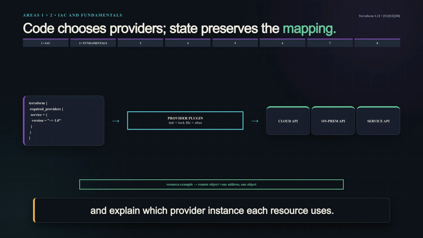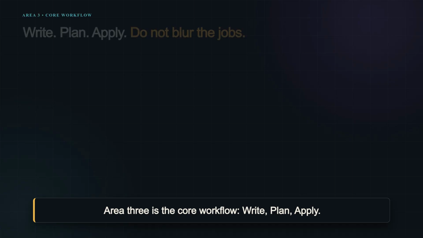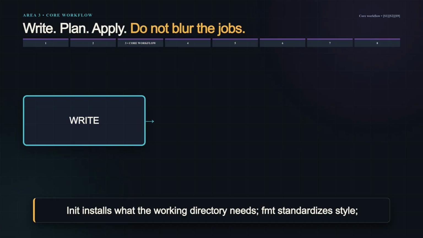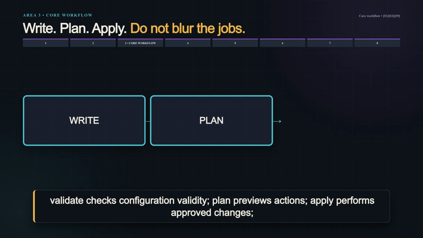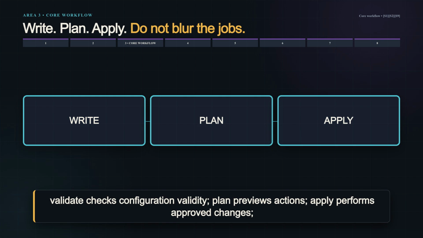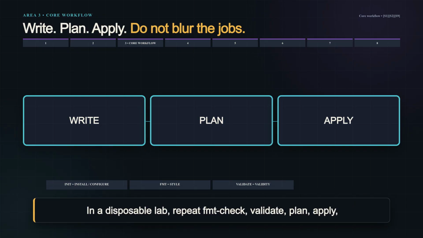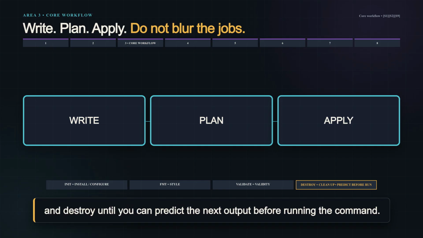Area 3 is the core workflow: write, plan, apply. Init installs what the working directory needs, fmt standardizes style, validate checks configuration validity, plan previews actions, apply performs approved changes, and destroy cleans up managed lab infrastructure. Do not blur those jobs together. In a disposable lab, repeat fmt check, validate, plan, apply, and destroy until you can predict the next output before running the command.